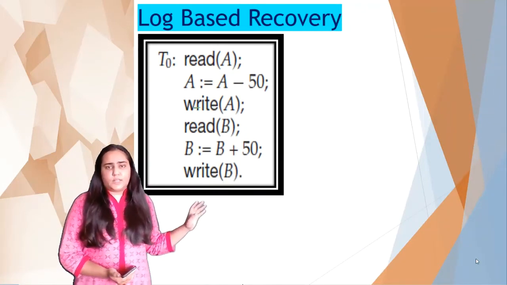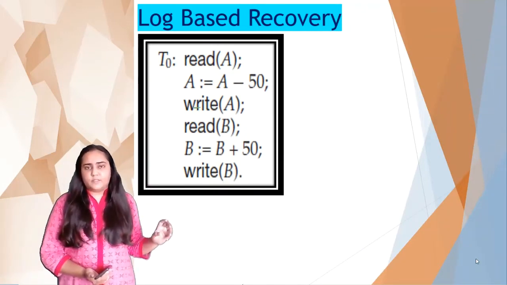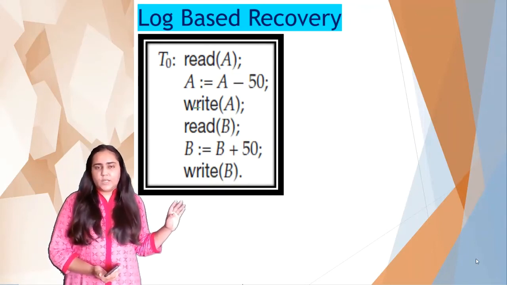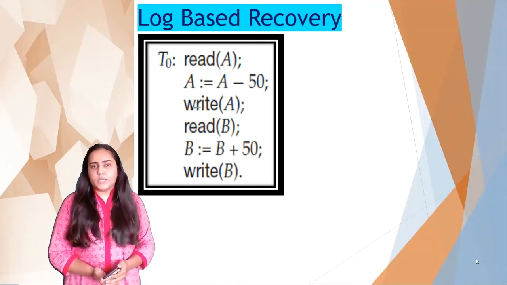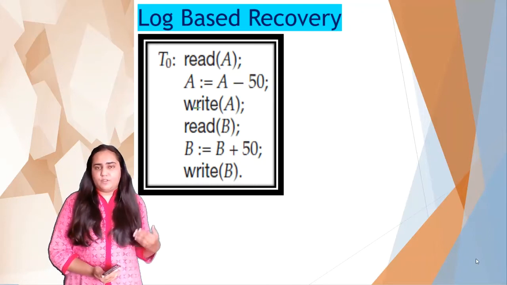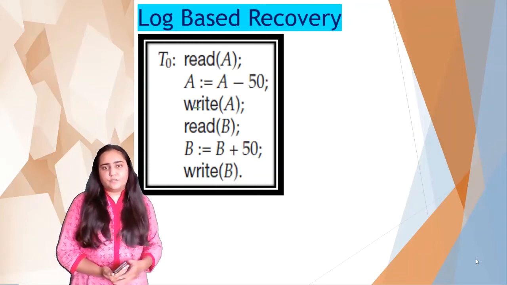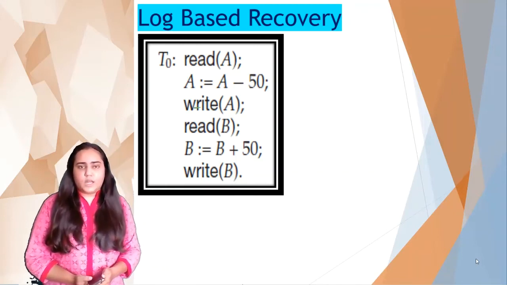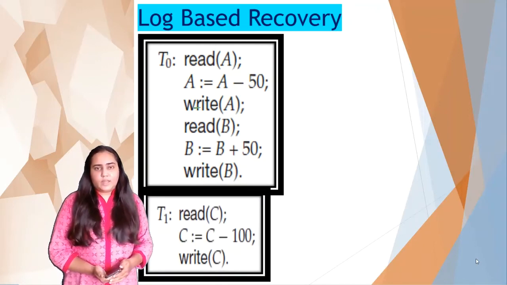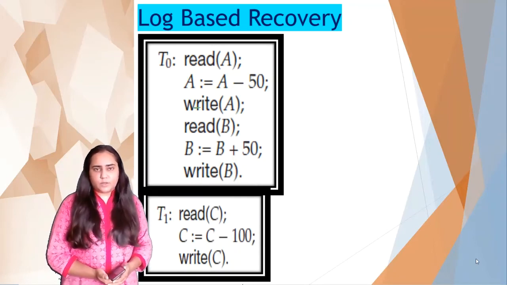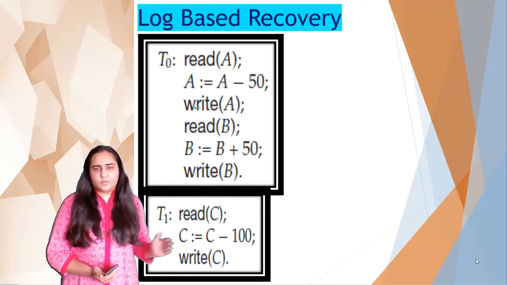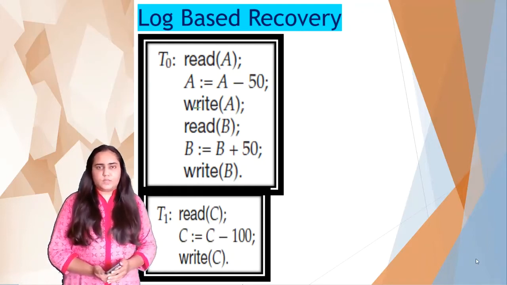Now we are going to see an example of log-based recovery. Consider this transaction. I've been using it a lot in my videos, so you already know what it does. It transfers the amount of 50 from A to B, and you can consider, just for the sake of it, that A and B are two different accounts in a banking system. And consider a second transaction, which is T1. The first one is T0, this is T1. This transaction doesn't do much, it just subtracts 100 from C. So I have two transactions.